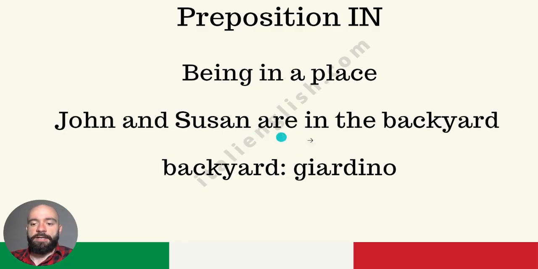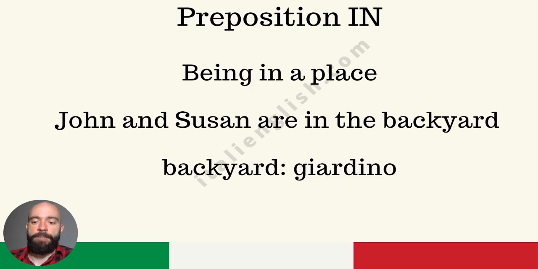John and Susan are in the backyard. Backyard is giardino. Now, let me give you a context about the word backyard in Italian. We don't really have backyards in Italy. It's very rare to have a backyard in houses in Italy. Giardino is the same word that we use also for garden, a public garden, a city garden. Giardino is used to describe both backyard and garden. I'm just saying.